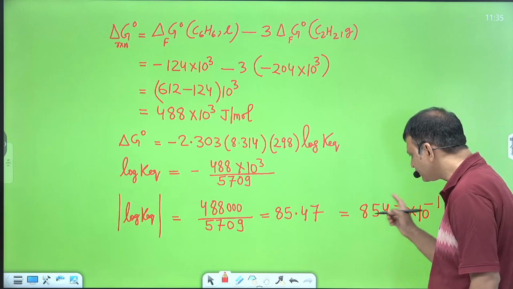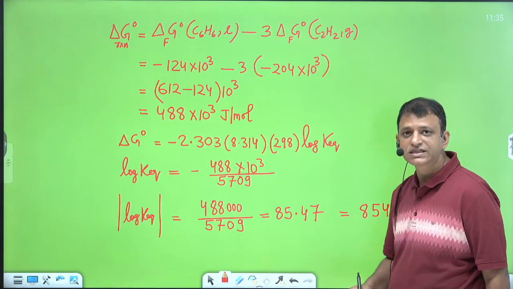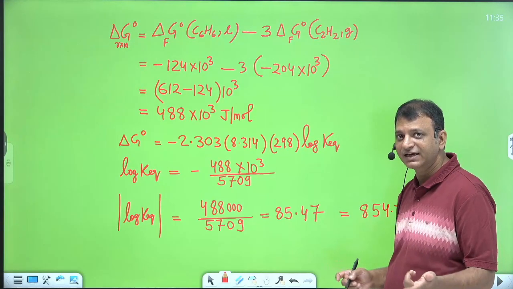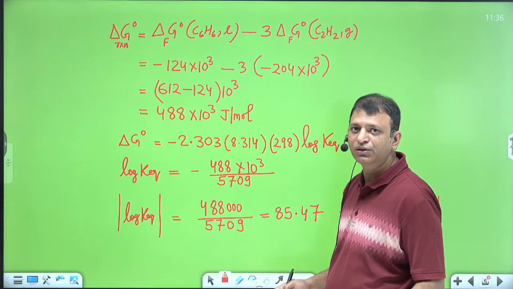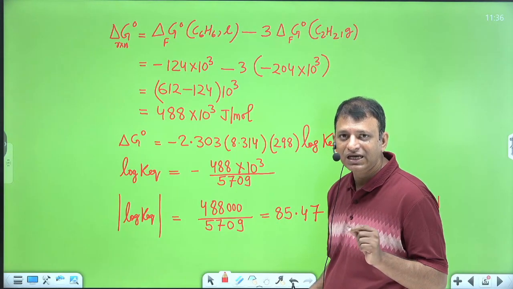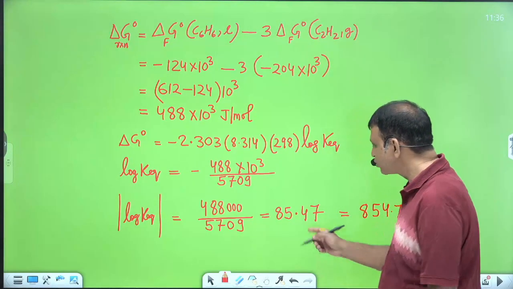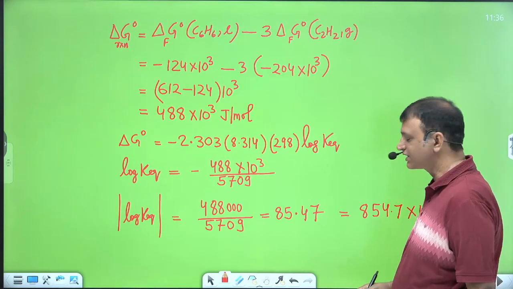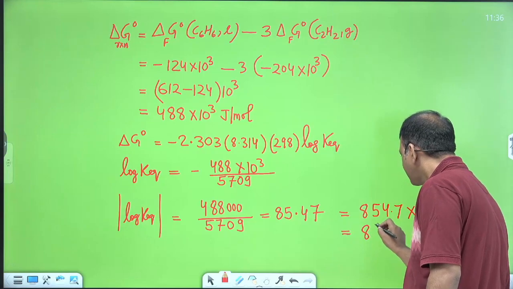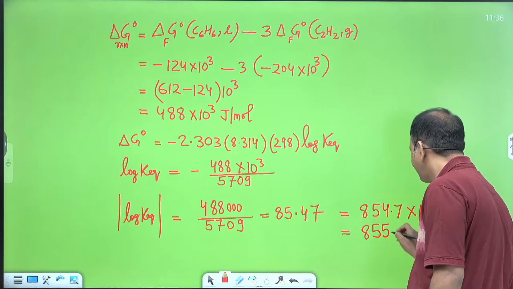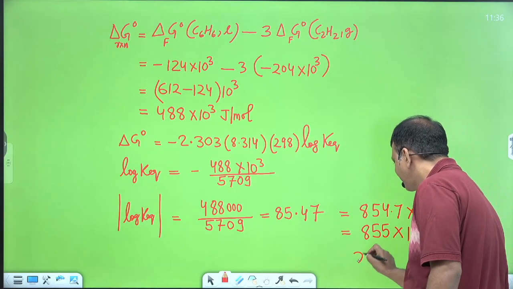When I am calculating the value of x, some students will write up to 3 digits only, and by that they can get a wrong answer. After investing a lot of time in the question, you are still not able to get the answer. So be careful when they are asking for the nearest integer. You should solve this up to 4 digits, right? And now if you round off from here, the answer is 855 into 10 to the power minus 1. So the value of x is equal to 855, right?